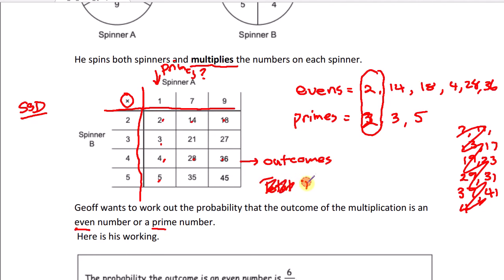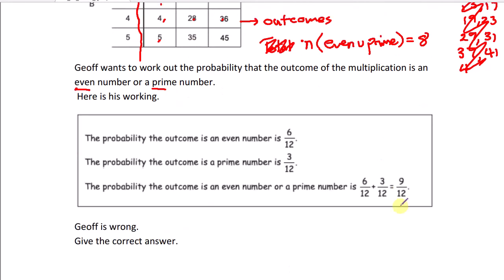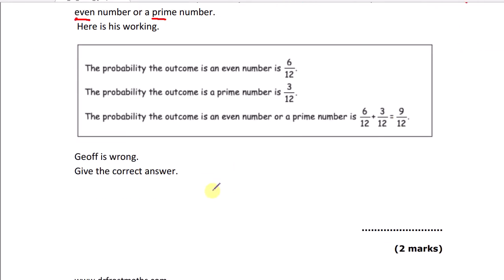Sorry, n of even and prime. This U is something called a union. It basically means put the two together, but you don't double count things. So even and prime, we actually have 8 items. So to calculate the proper probability, we have the probability of even or prime is 8 out of 12.